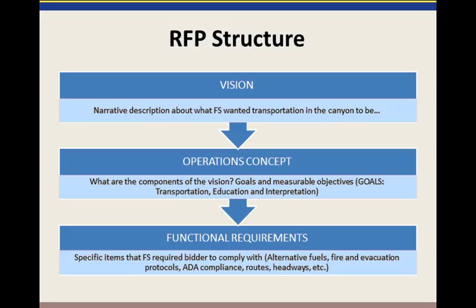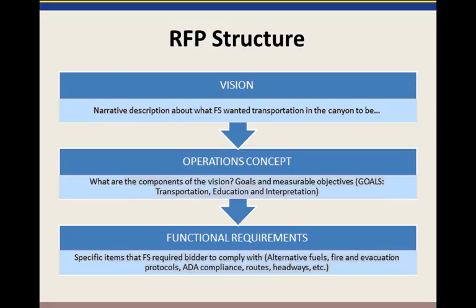So after the data collection and analysis, I started crafting the RFP. So the first element there is what's the vision for transportation in the canyon? What did the Forest Service want to see? What was the best case scenario for transportation in the canyon? And that started to inform what's called an operation concept. What are the components of that vision? And this is where you start to get into things like goals and measurable objectives. So in this case, through workshops and conversations with leadership and staff, it was transportation, education, and interpretation. And there were measurable objectives that fell out underneath all of those components.